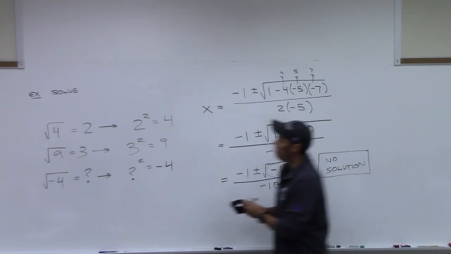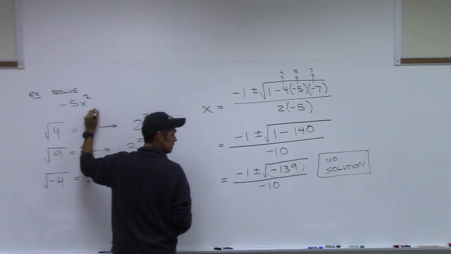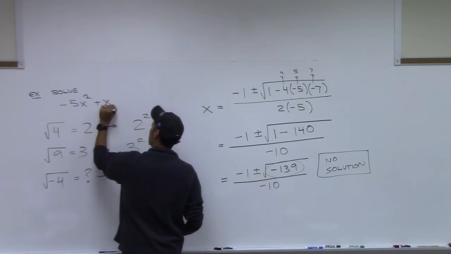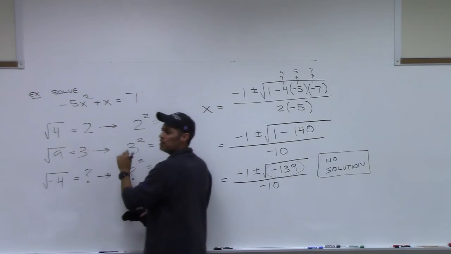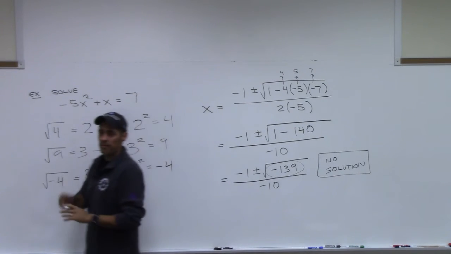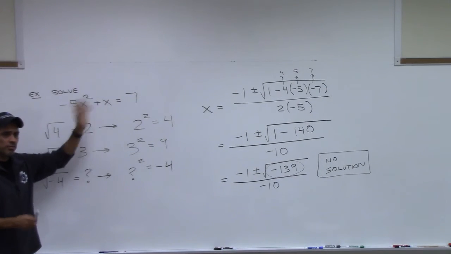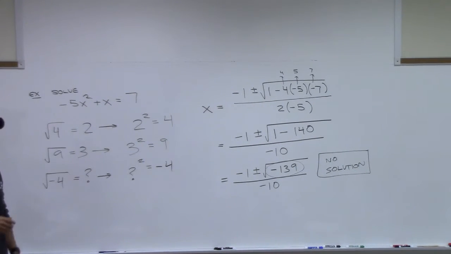So the original problem, which I've erased, it was what, -5x squared, what was it? Plus x equals 7, right? That was the original one. What we're saying is that there is no x that you can ever plug in. There's no number that you can ever plug in to make this true. Doesn't happen. And I told you we could have 2 solutions, we could have 1 solution, we could have no solutions. This is an example of no solutions.